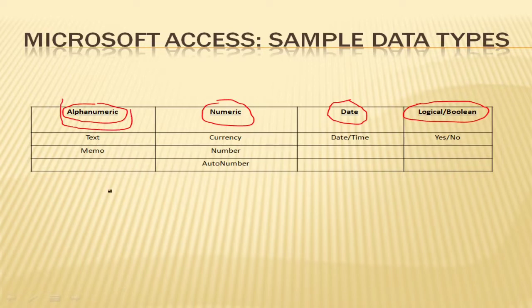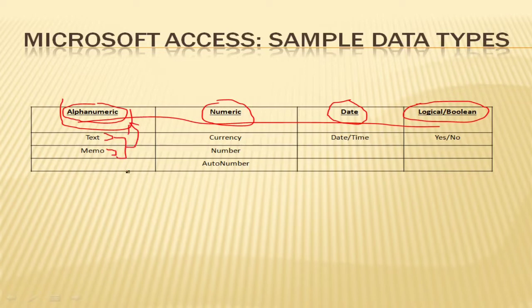Alright, now you should remember that even though we have the four main data types, which are alphanumeric, numeric, date, and logical slash boolean, different database management systems might have subcategories of these data types. So for instance, in Microsoft Access they have two main types of alphanumeric data type: the text data type and the memo data type.